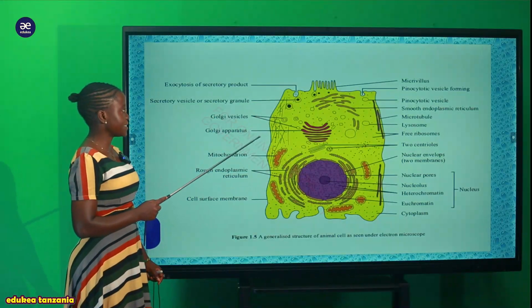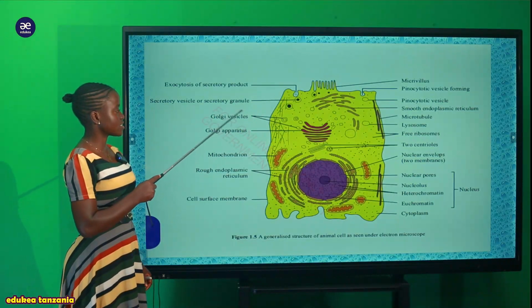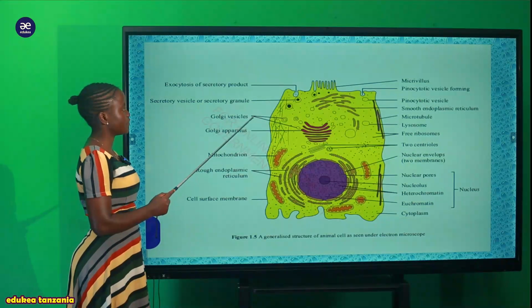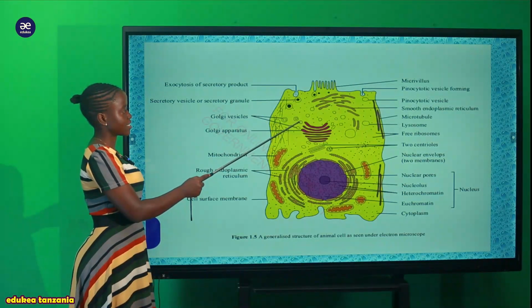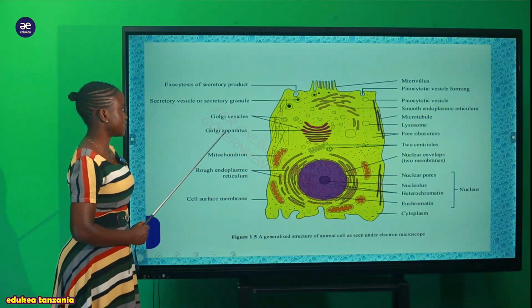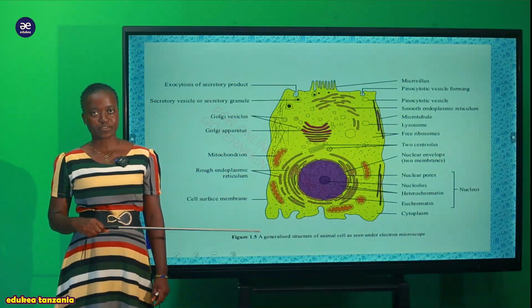So now another part which is found within this animal cell, we can see we have these Golgi vesicles. This one is just like pores.